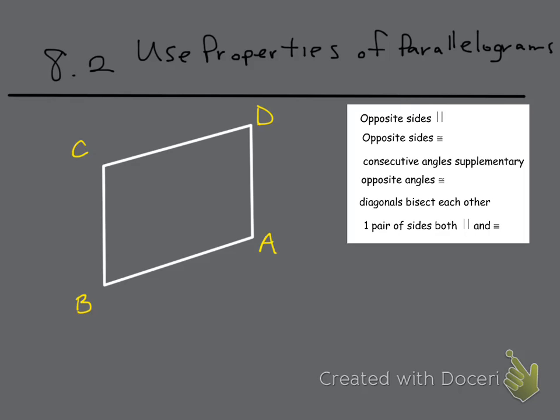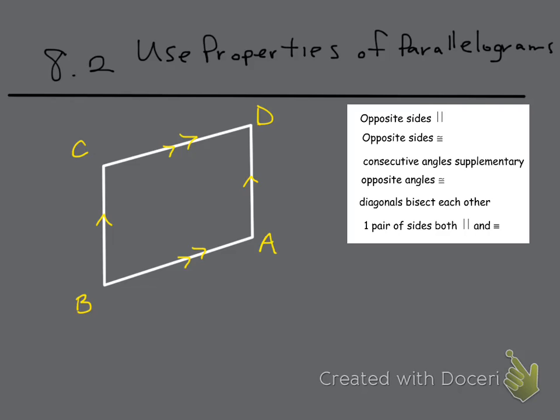Alright, so when you're dealing with parallelograms, the first property is that opposite sides are parallel. So right here you can see that CB is parallel to DA, as well as AB being parallel to CD. So you have two pairs of sides that are both parallel to one another. This will help us when we're looking for angle measures in just a second.